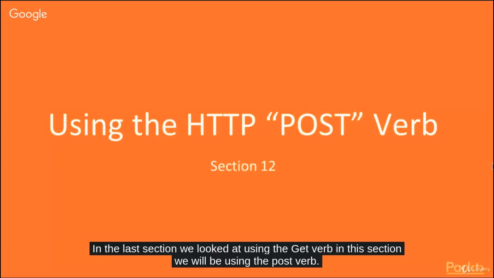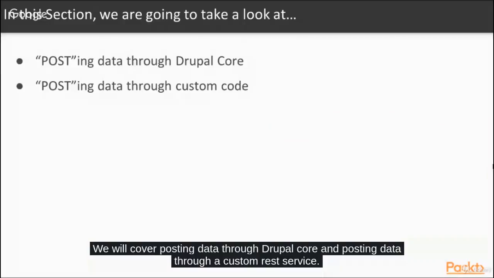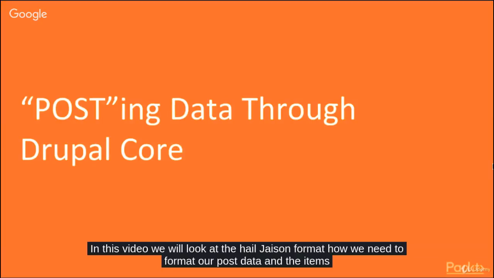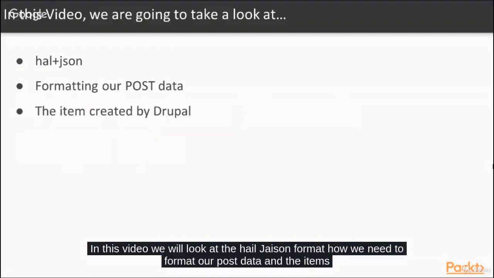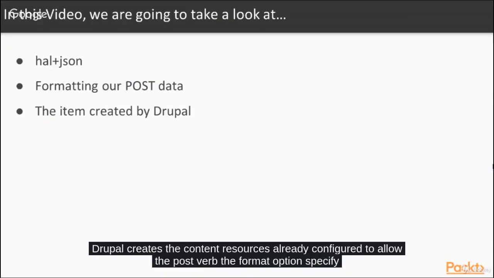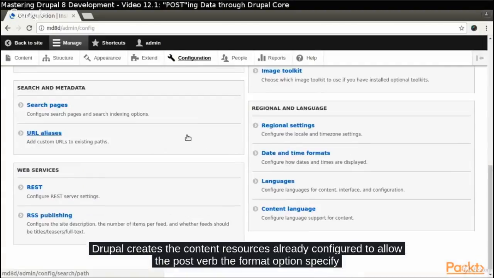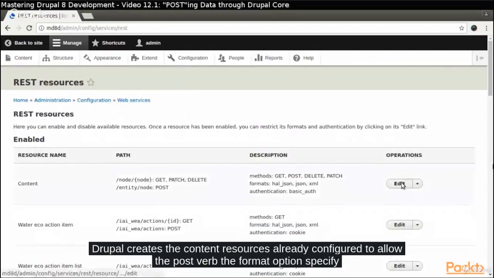In the last section, we looked at using the get verb. In this section, we will be using the post verb. We will cover posting data through Drupal core and posting data through a custom REST service. In this video, we will look at the HAL JSON format, how we need to format our post data, and the items Drupal creates. The content resource is already configured to allow the post verb.